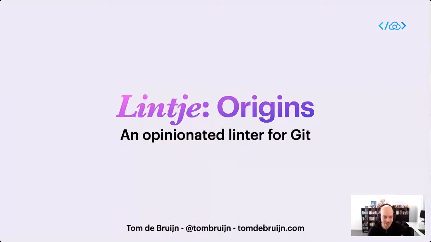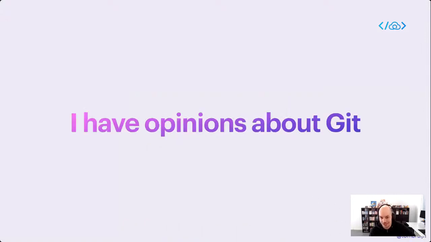I'm Tom de Bruijn. I've written Lintje, and I'm going to tell you a little story about it. Lintje is an opinionated linter for Git, and that is because I have opinions about Git. They are not very extreme opinions. I'm not saying you should write it this way and no other way, but I have opinions about how we can improve things in Git.